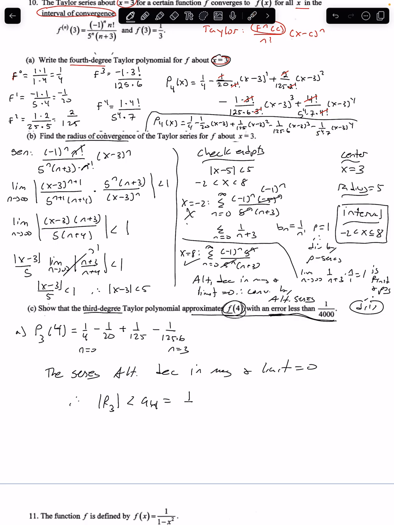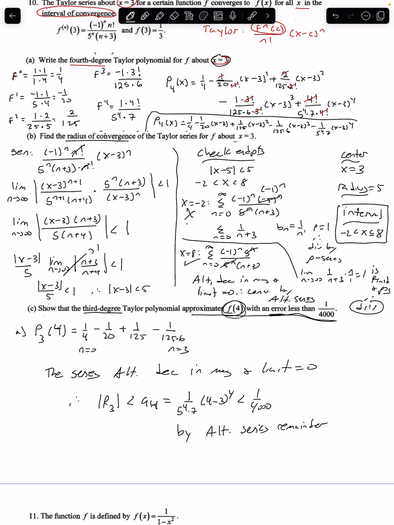This is just 1 over 5 to the fourth times 7. And remember, it is 4 minus 3 to the fourth. But again, that's just 1. We don't have to worry about that. And the question is, is that less than 1 over 4,000? And the answer is yes. They're not going to make you prove this in AP, but it is less than 1 over 4,000. And this is going to become by alternating series remainder.